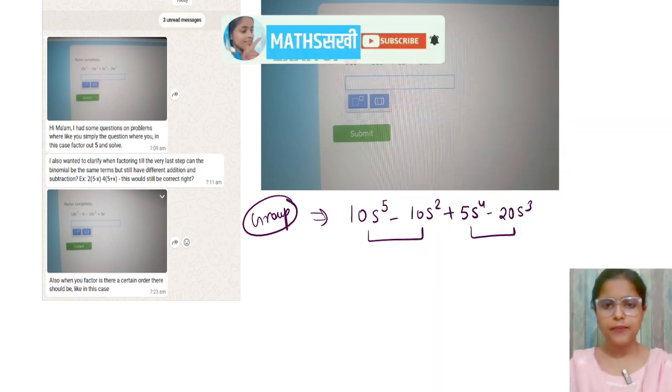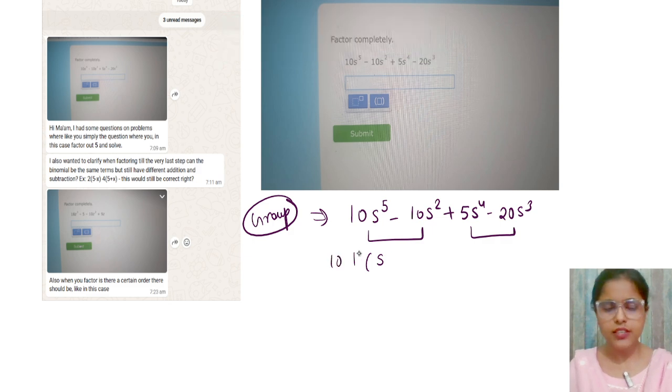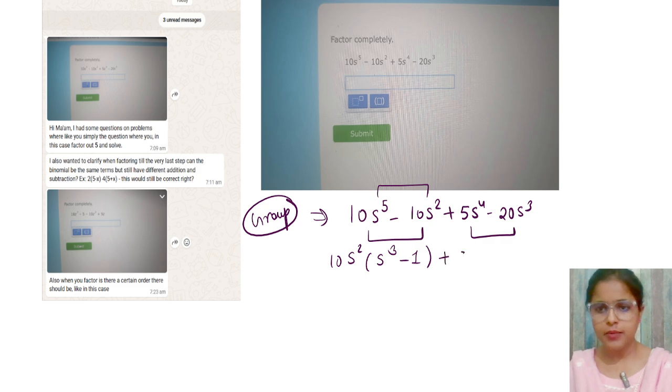In this, as we have these two groups, if I take the common factor, let's say 10, and the least power in both of them is s square, let's take that. By doing this, I'm getting s cube, and then nothing here, so it's just 1. And similarly here 5 and then s cube again, and here s to the power 4 becomes s, and I'll get a 4.